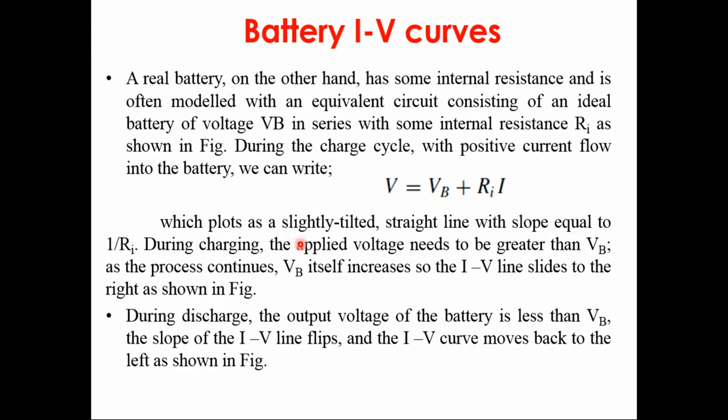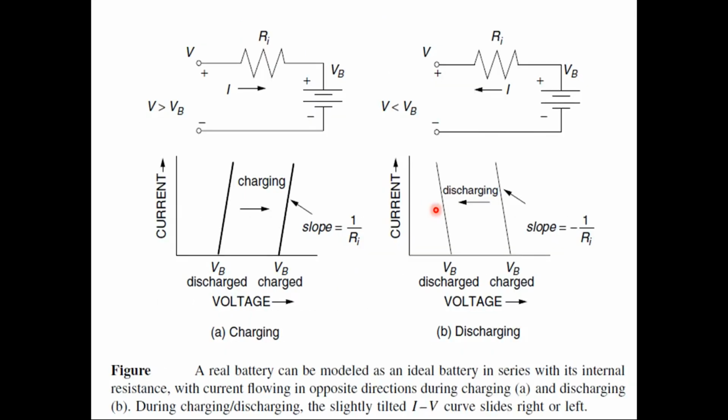While during discharging, the output voltage of the battery is less than VB, and the equation changes accordingly. The slope of the IV curve flips away and the IV curve moves back to the left. That is the discharging part. So in charging and discharging, if the input voltage V is greater than VB, it is charging. If V is less than VB, then it is discharging.